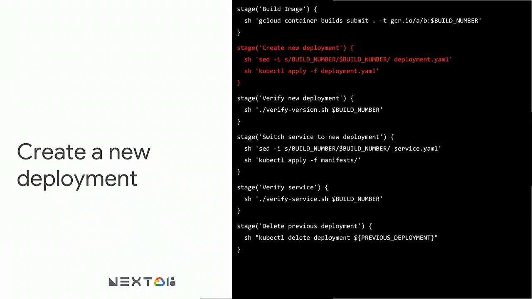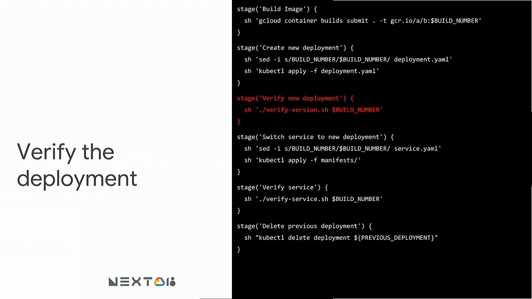Then we want to create a new deployment, and there are many ways to do that, with sed and grep and awk and all kinds of things, to get the right build image into your deployment. And once we do deploy that new deployment, we want to make sure we verify it somehow. And what does that mean?